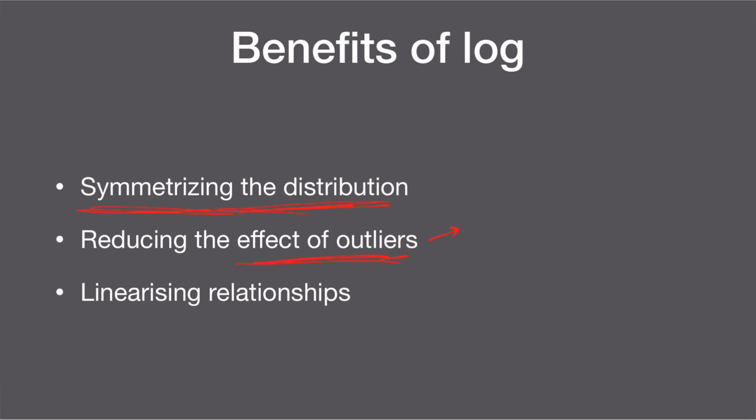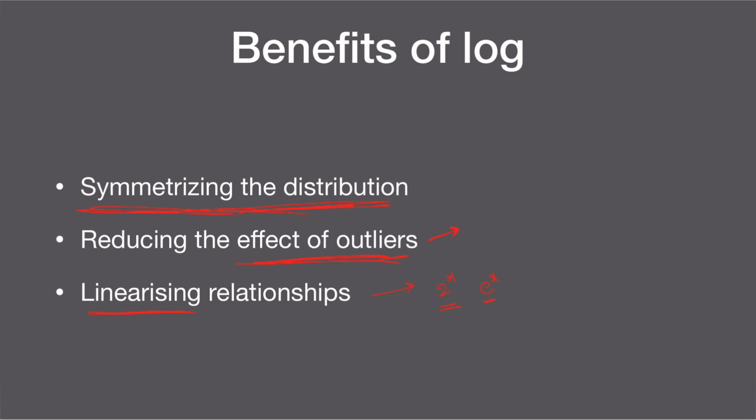And also linearizing the relationship. If your distribution is exponential, like e to the power x or some other power or exponential relationship, then it is a bit difficult to do regression tasks, especially linear regression or even polynomial regression up to some degree.